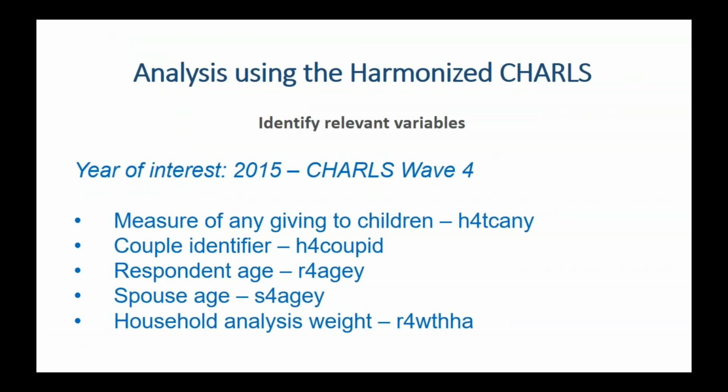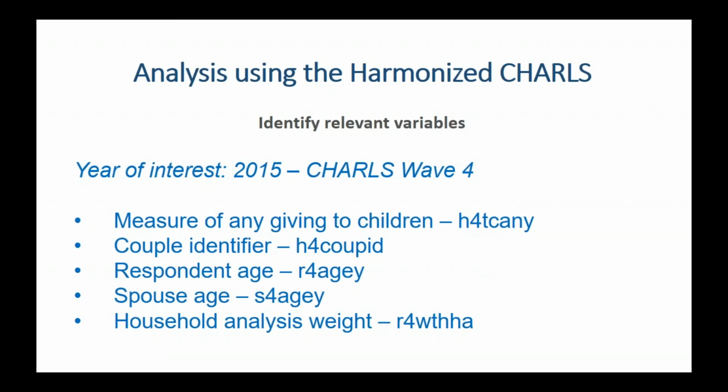The next thing we want to do is identify our relevant variables for our analysis question. In this case, we're going to be using CHARLS Wave 4. This is the most recent wave of CHARLS, and it was conducted in 2015. Here are some of the main variables we're going to be using. We want a measure of whether there was any financial giving to children. This is a variable called H4, where the H is because it's a household-level variable conducted in Wave 4.